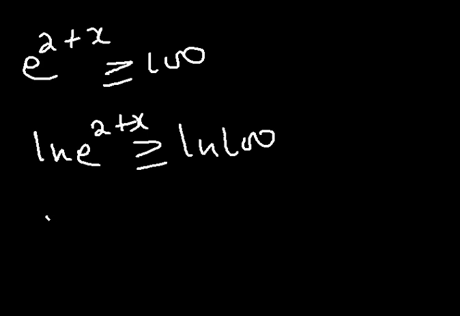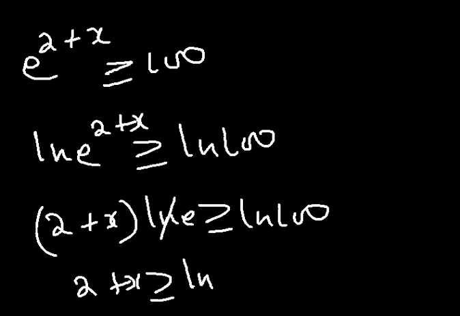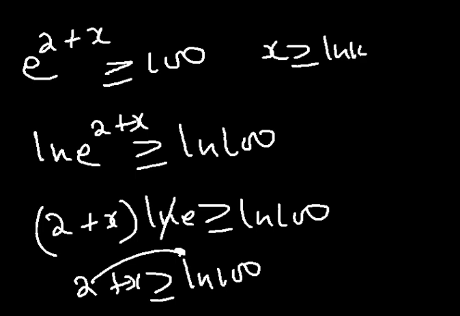Then we have 2 plus x times ln e greater than or equal to ln 100. Of which ln e is 1, so we'll have 2 plus x greater than or equal to ln 100. So this is part of the linear inequality, where we just have to transfer 2 to the other side, and I'll have x greater than or equal to ln 100 minus 2. That is the solution.